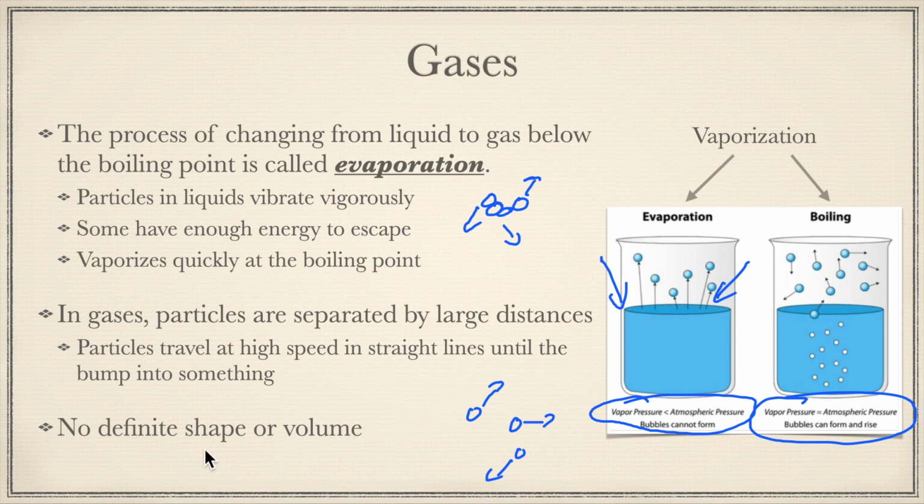This basically means gases have no definite shape and no definite volume. They will take the shape and the volume of their container. So whatever the gas is in, like say a propane tank, the propane basically expands to fill up the entire tank, so it takes the volume and the shape of the tank that it's in.